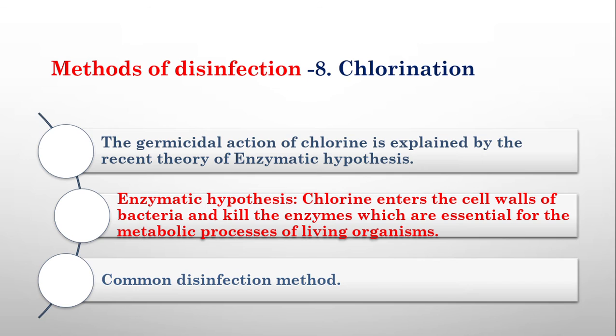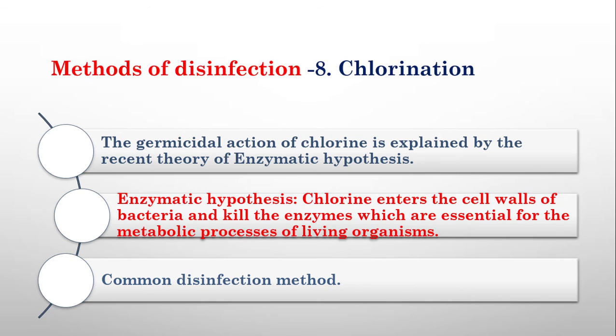The eighth and final one is chlorination, which is the very common method of disinfection. It is an important and very common method, which is very cheap and easy. The principle behind this chlorination is the enzymatic hypothesis. That principle is known as the enzymatic hypothesis.